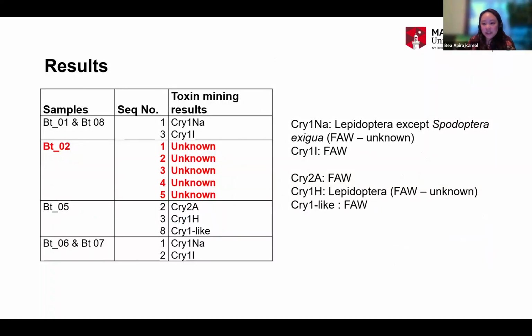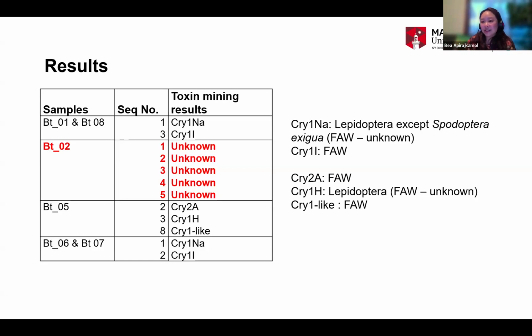This BT, called BT02, we found that there are five sequences that have a structure that looks like cry toxin, but doesn't match any known toxins from GenBank, which gives us a little bit of an idea that, okay, it might be a new toxin that also works against fall armyworm.